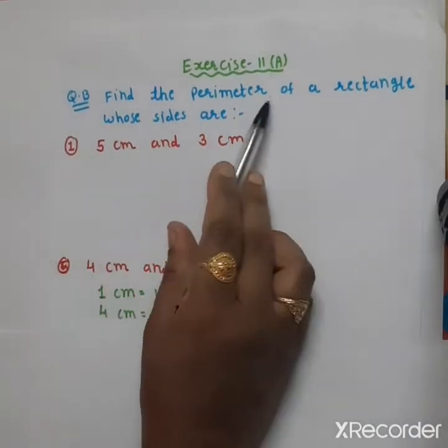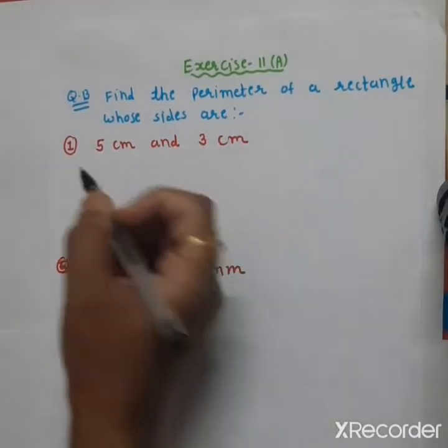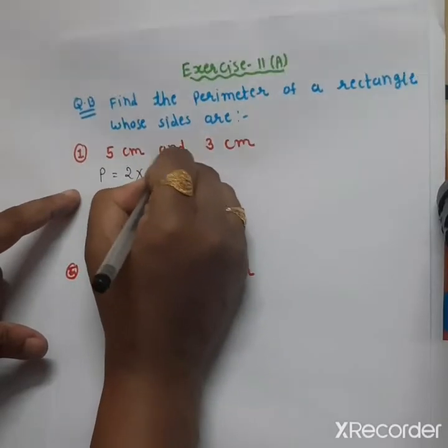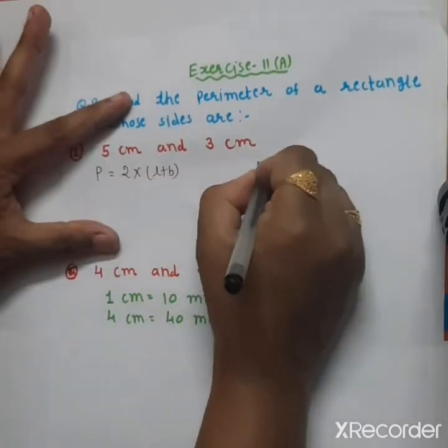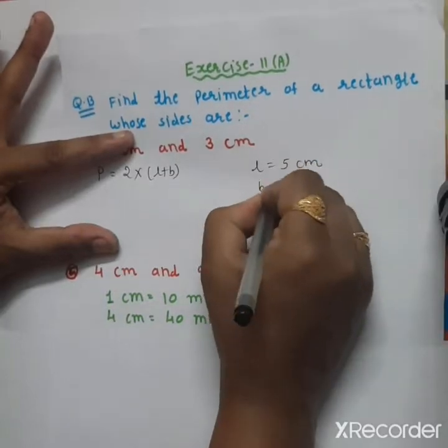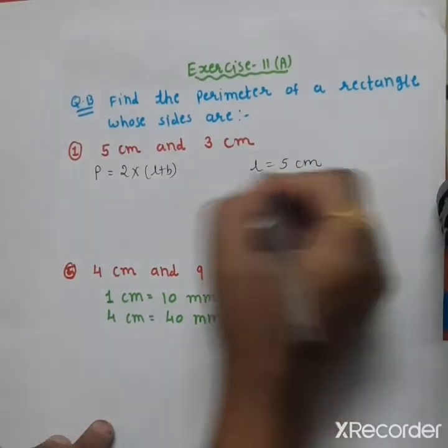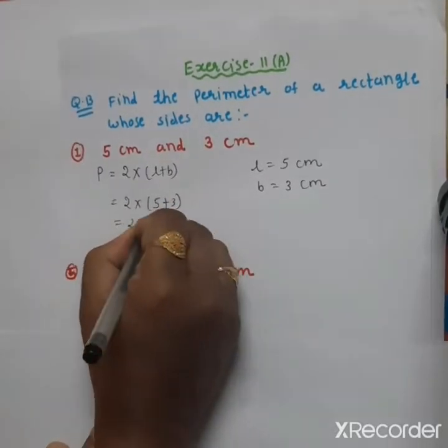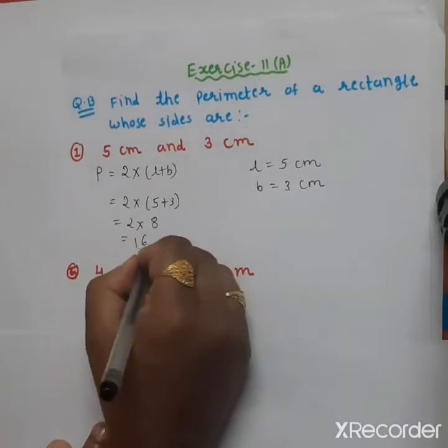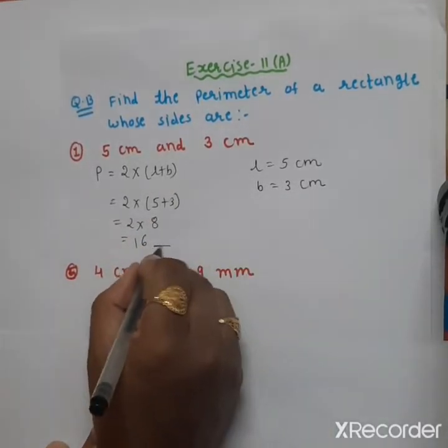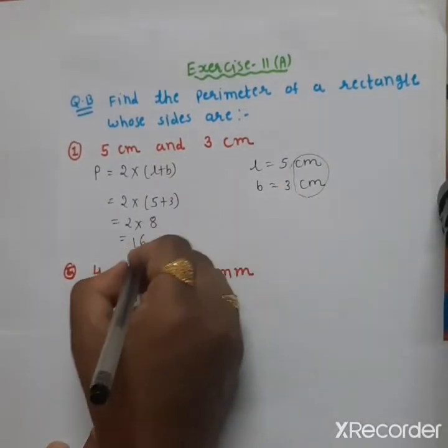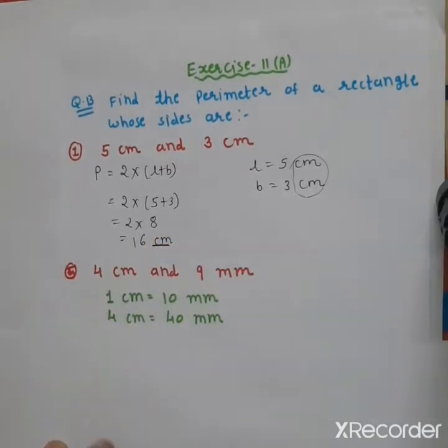Question B. Find the perimeter of a rectangle whose sides are given. Here, I want to find the perimeter of a rectangle. So, for the perimeter of a rectangle, the formula is 2 into (length plus breadth). Here, my length is 5 centimeter and breadth is 3 centimeter. So, 2 into (5 plus 3). 5 plus 3 is 8. 2 8s are 16. What about the unit? Here, the lengths are given in centimeter. So, the unit will be centimeter.